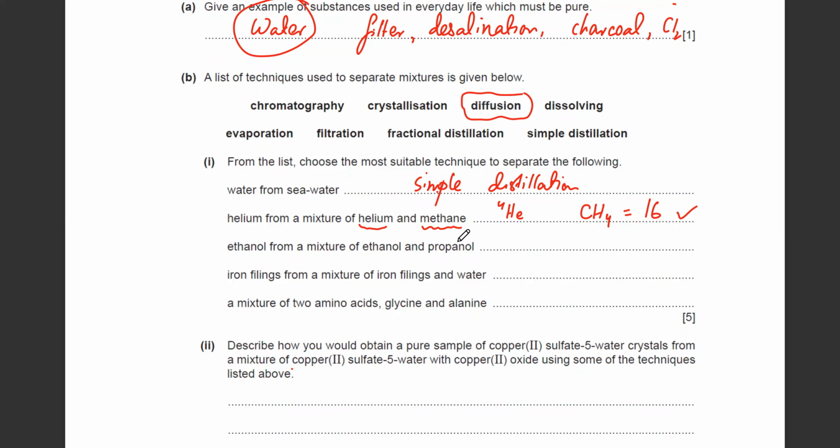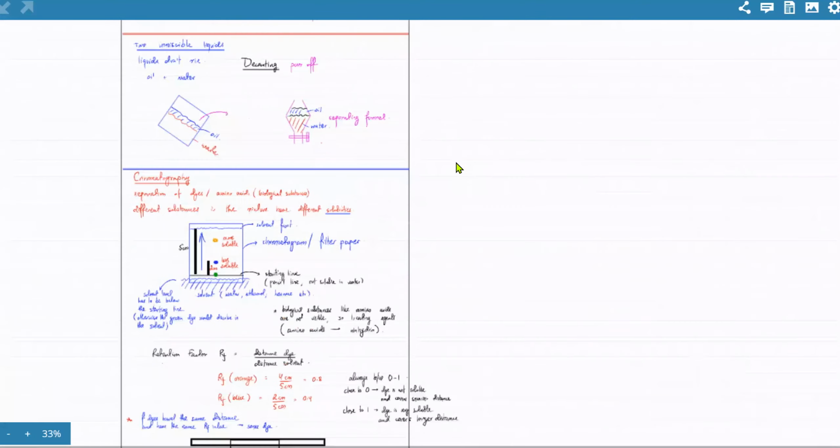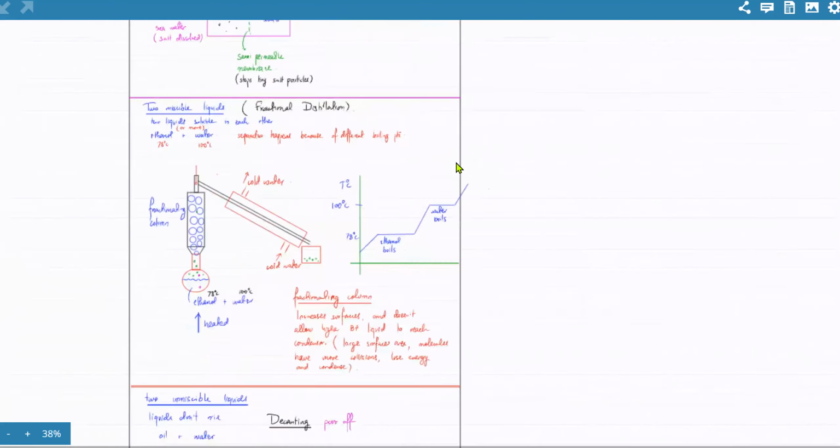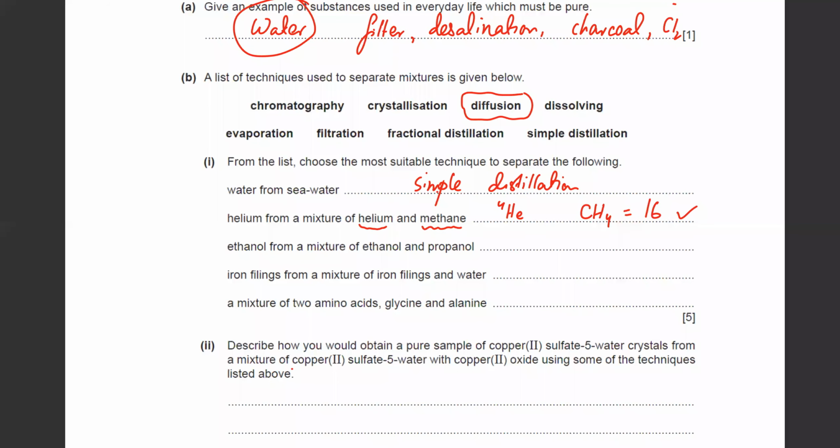Then ethanol from a mixture of ethanol and propanol. They're both alcohols and they're both soluble in each other. So for that, you're going to use fractional distillation, specifically fractional distillation, because just like ethanol and water, ethanol and propanol have different boiling points. One would boil first, the other one would come later on. So this one would be fractional distillation.